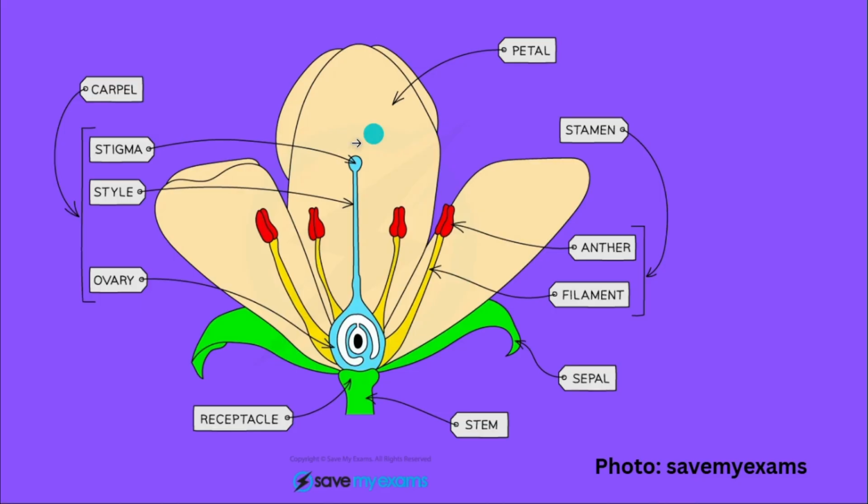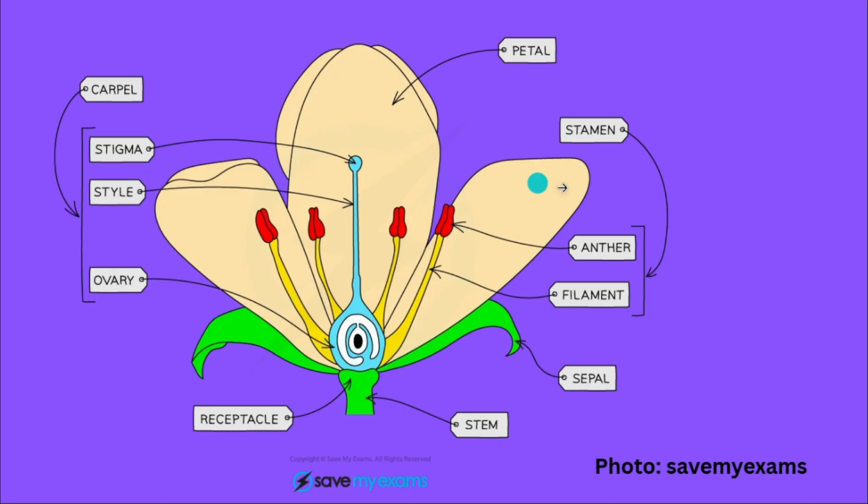Now, before we get deep into it, on this side right here, these are essentially the female reproductive structures of the flower, and over here are the male reproductive structures of the flower. The anther and the filament make up the stamen, and then the stigma, style, and ovary make up the pistil.